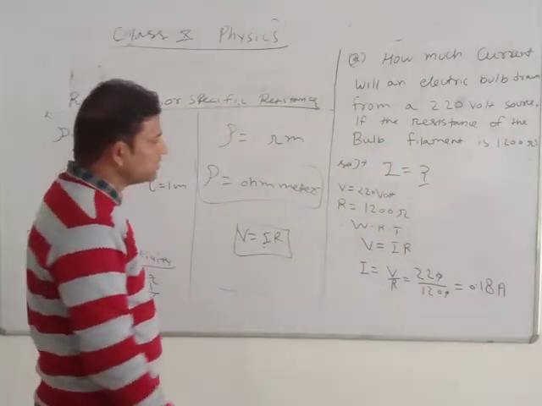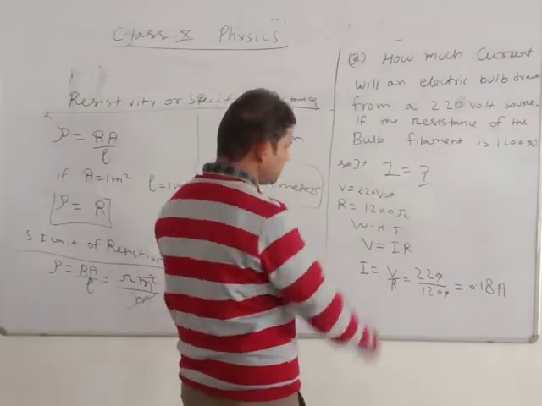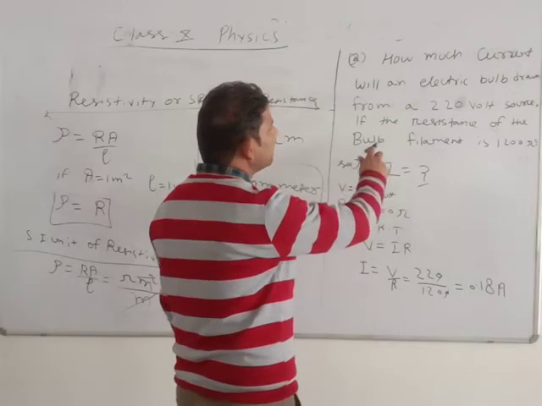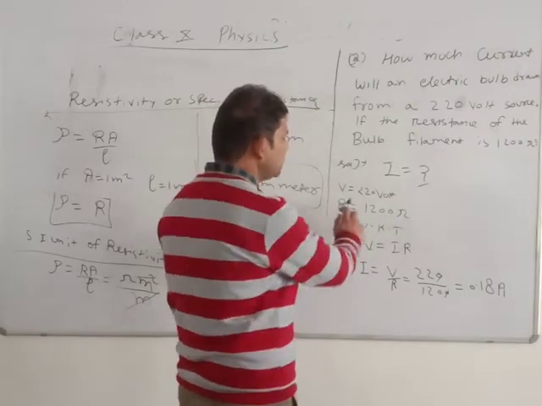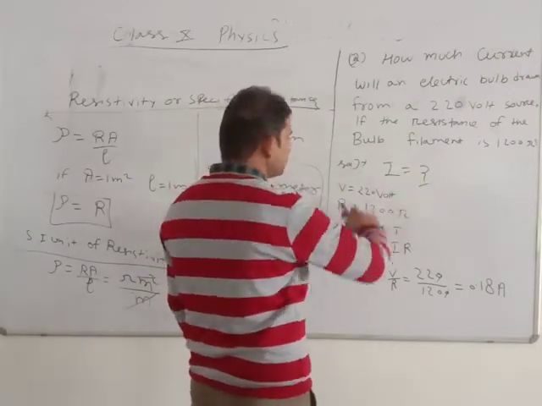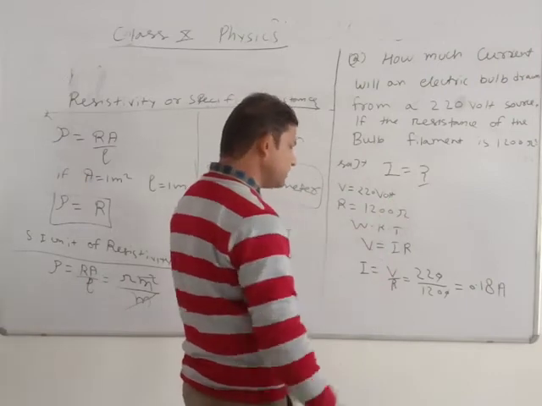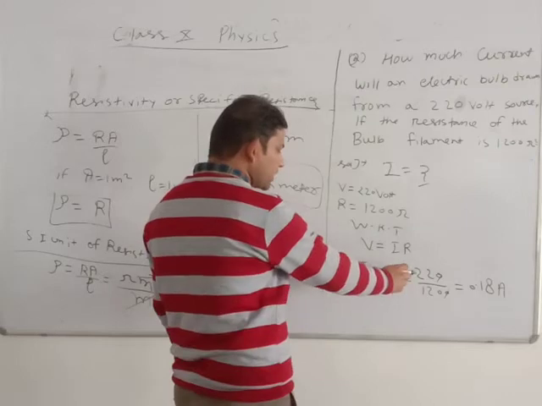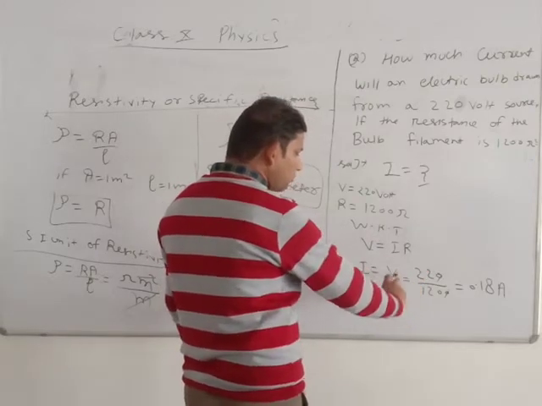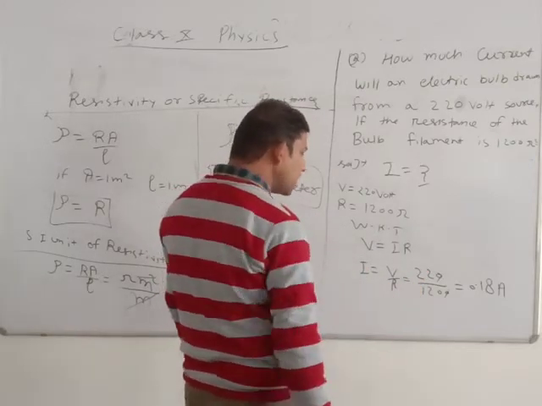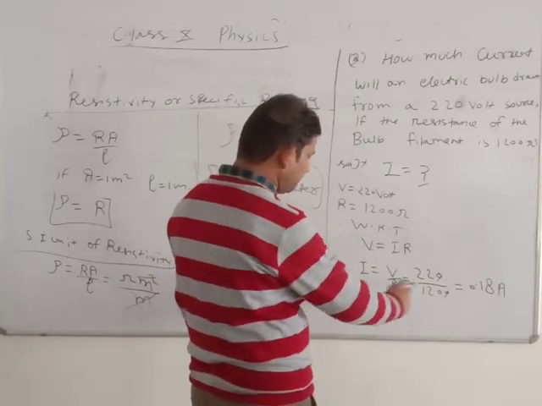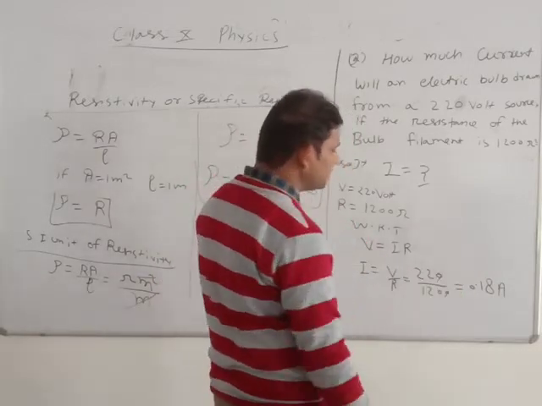So listen again, student. In this question, I is not given. How much current will an electric bulb draw? I is question mark, V is 220 volt and R equals 1200 ohm. So we know that V equals IR, so I equals V by R. V is 220 upon R is 1200. Then the SI unit of current is ampere. It means I equals 0.18 ampere.